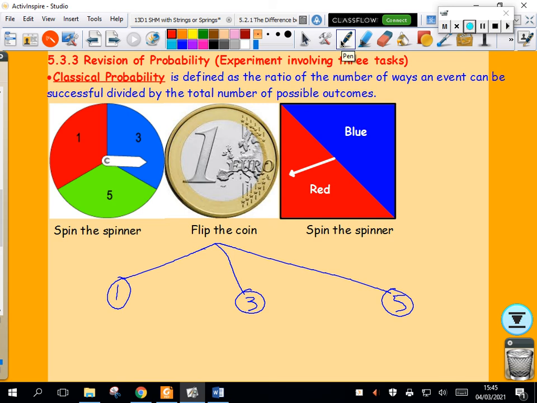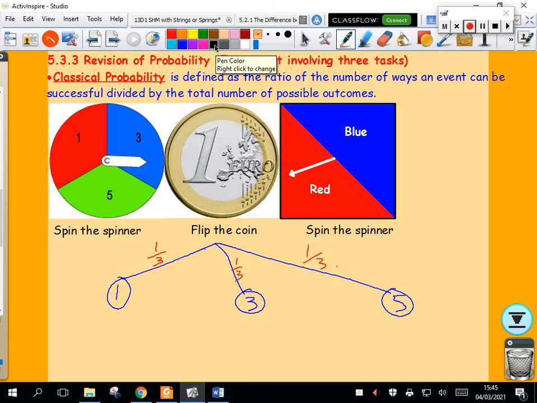The probability that it will land in 1, well, each one has an equal area, an equal central angle, so the probability that it will land in 1 is exactly 1 in 3. The probability that it will land in sector 3 is also exactly 1 in 3, and the probability that it will land in sector 5 is also 1 in 3. Notice the sum of those 3 numbers is 1.